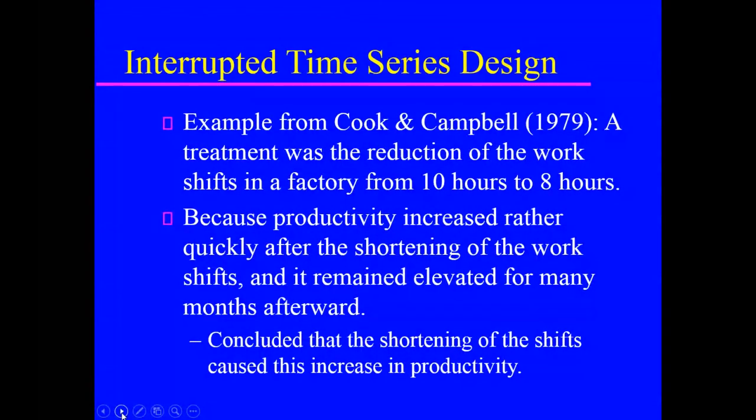This is taken from Cook and Campbell, 1979. The treatment was the reduction of work shifts in a factory from 10 hours to 8 hours. Productivity increased rather quickly after the shortening of the work shifts, and it remained elevated for many months after that. So what happened to productivity? By reducing the amount of work hours, it caused an increase in productivity.